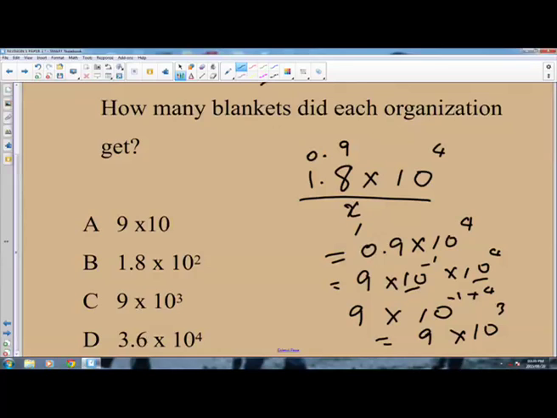You now go and check your alternatives. Do you have the answer 9 times 10 to the power 3 among the alternatives we have? The first one is 9 times 10. This is not the correct answer. 1.8 times 10 to the power 2 is not correct. And then C is 9 times 10 to the power 3, and that's the correct answer to this question. So the answer is 9 times 10 to the power 3. That's how we work out this question.